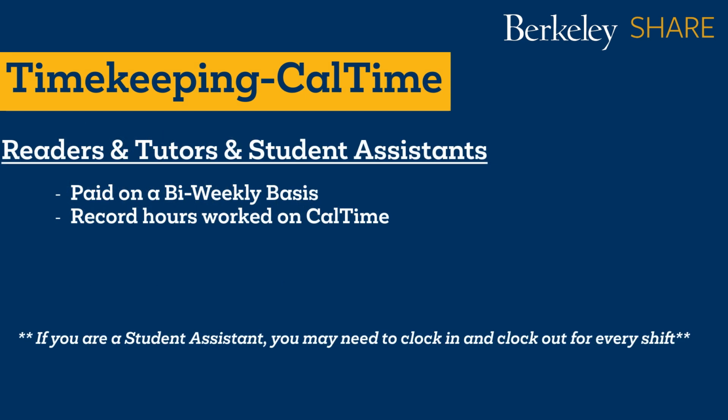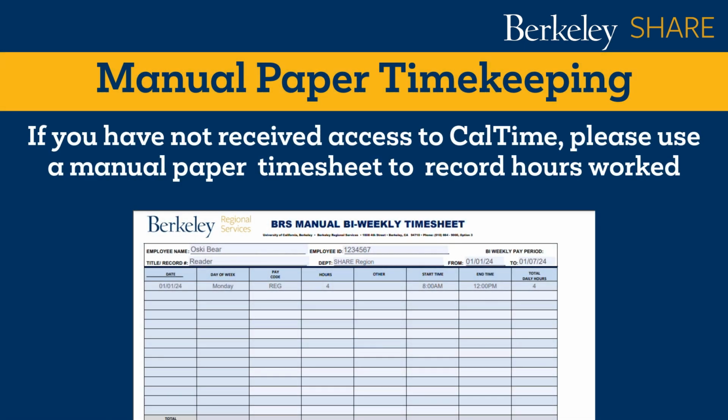Readers, tutors, and student assistants will be mainly using CalTime. This is because you are paid on a bi-weekly pay period, so every 2 weeks. If you do not have access to CalTime, it is your responsibility to track the hours you have worked and submit them on time. Please use a manual paper timesheet to record your hours worked. This is an example of how the manual paper timesheet should be filled out. Please make sure to include your name, employee ID, which is different from your student ID, job title, and department. Then please sign and then send to your supervisor. We'll later send this to our payroll department.